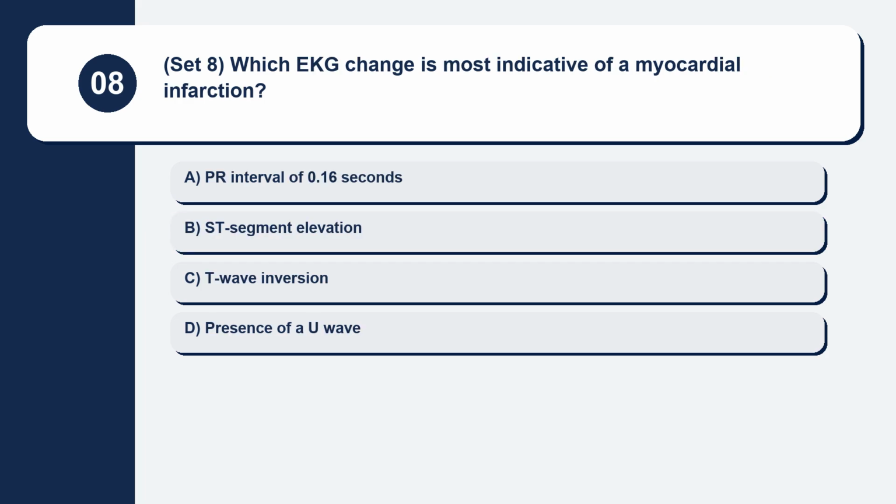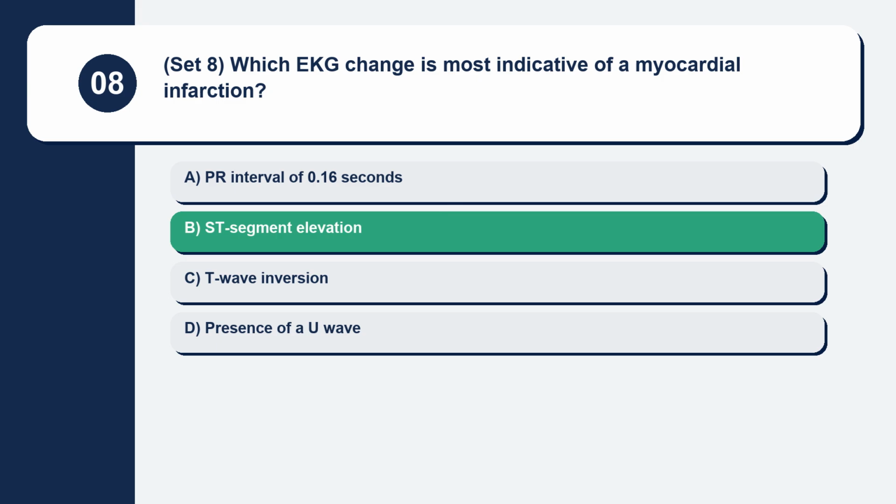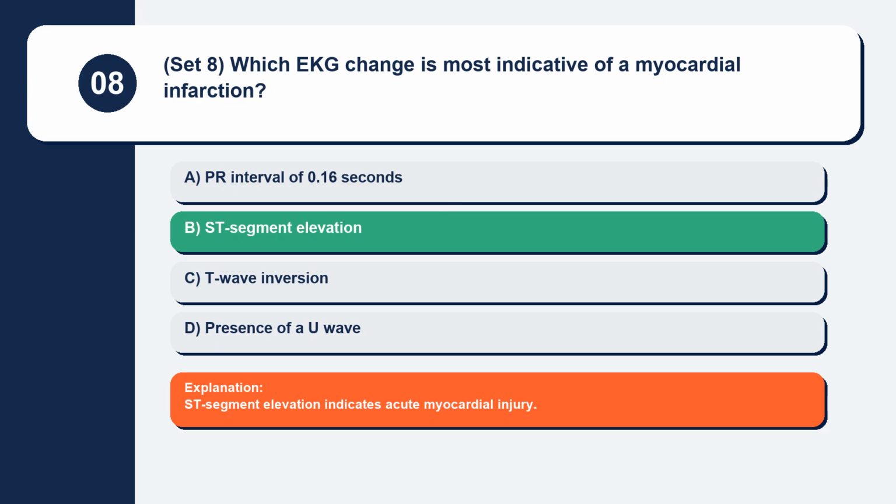Question 8. Set 8. Which EKG change is most indicative of a myocardial infarction? PR interval of 0.16 seconds, ST segment elevation, T wave inversion, presence of U wave. ST segment elevation indicates acute myocardial injury.